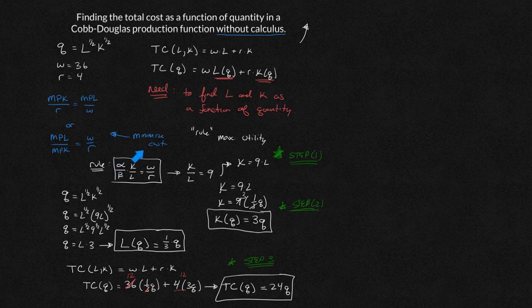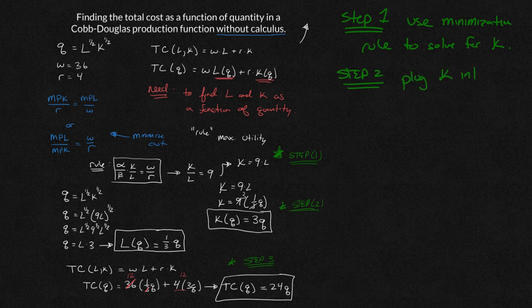Step 1 was using that minimization rule that we had. So step 1, use the minimization rule to solve for K. That's what this is right here. We're using this rule to solve for K. Then we took that and threw it back into the production function. That is step 2. So step 2, when you're solving one of these, is plug K into the production function.